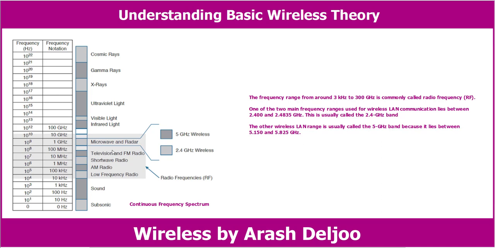The microwave category also contains the two main frequency ranges that are used for wireless LAN communication. Here we have two main categories, 2.4 gigahertz wireless and 5 gigahertz wireless. We use these two wave ranges for the frequency for our RF, or radio frequency, communication.